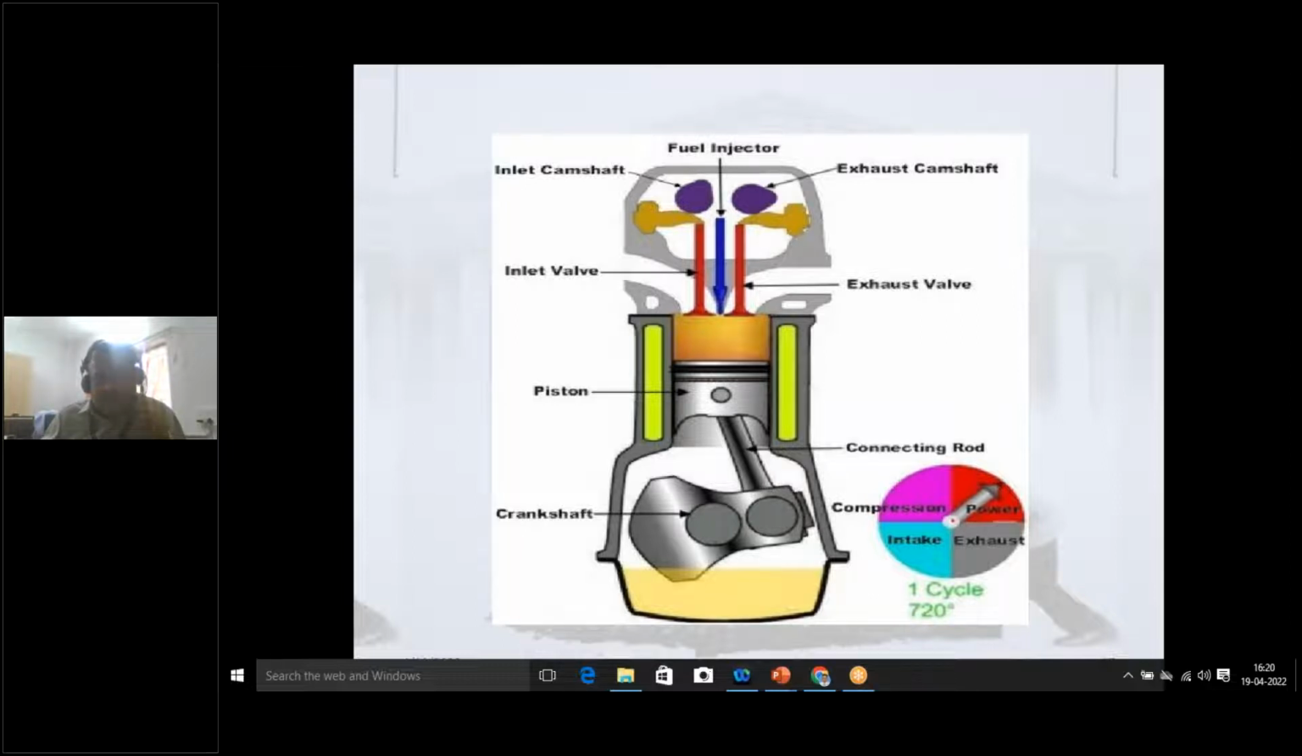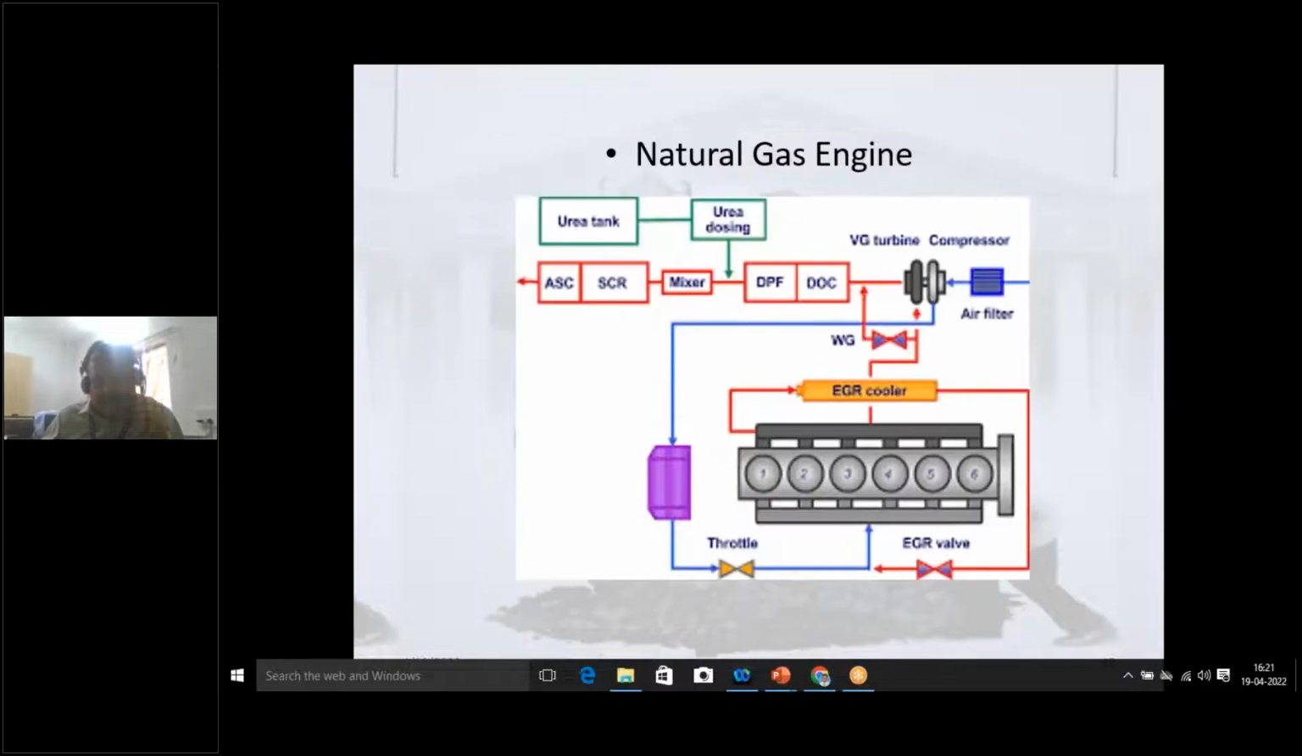This is how the engine has been developed, and it works on the basic principle of the four-stroke: for every two revolutions of the crankshaft there is one power stroke. So it is a four-stroke 12-cylinder engine operating on the principle of diesel injection, or methanol injection is applied in the principle. This is a natural gas engine. This is the layout of the natural gas engine that has been designed and developed in this project.